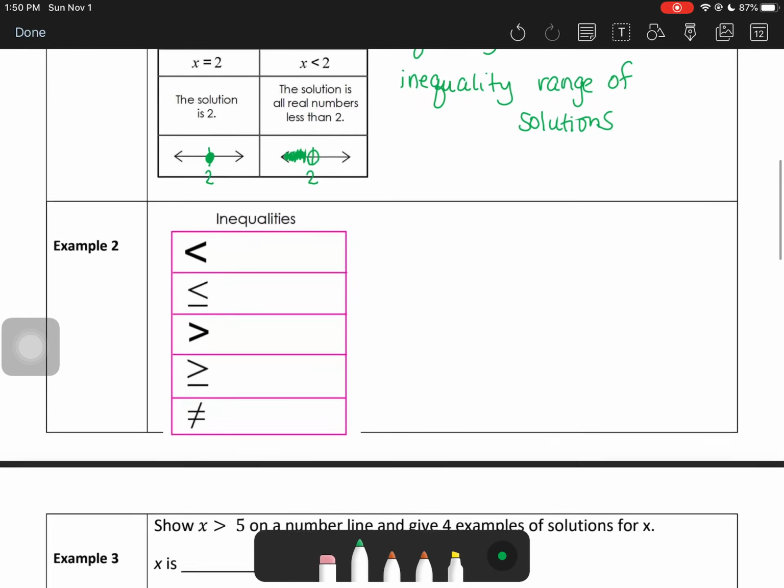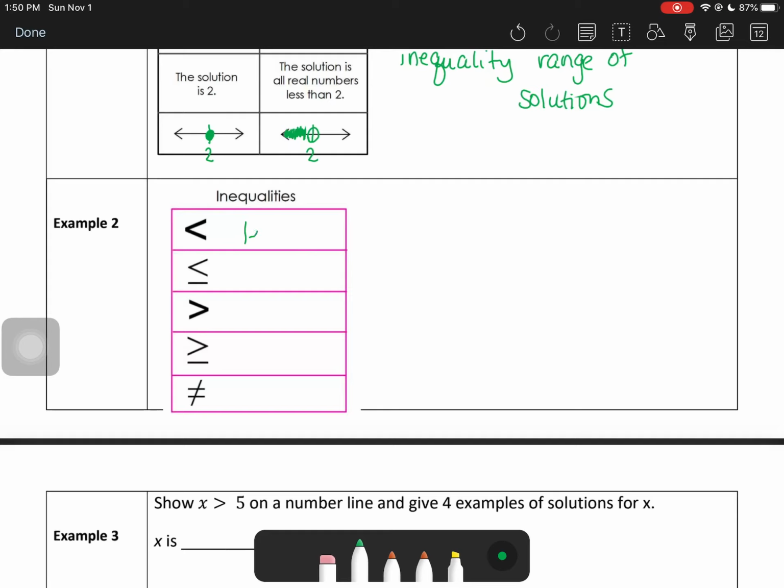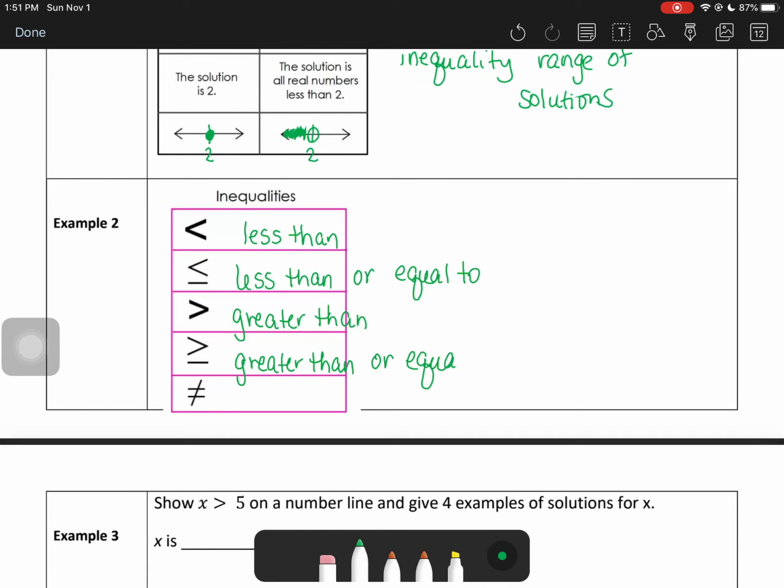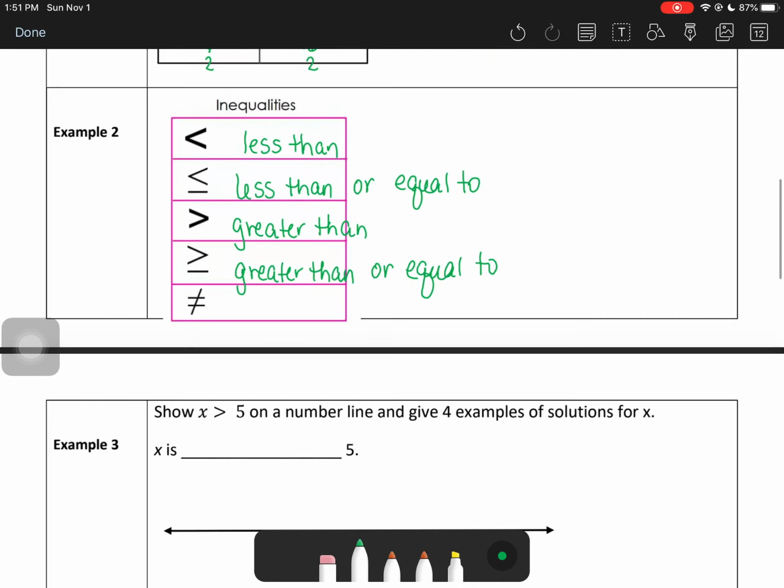Let's review our inequalities. When it points to the left, it's less than. And if it has the bar underneath, it's less than or equal to. If our arrow is pointing to the right, it's greater than. And if the bar is underneath, it's greater than or equal to. If we have an equal sign with a slash through it, that means it's not equal to.